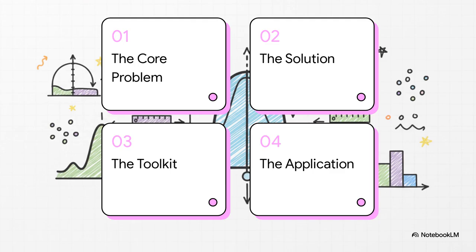So here's our game plan. First, we'll nail down the core business problem, the whole apples and oranges thing. Then, we'll introduce the solution, which is basically a universal translator for your data. After that, we'll get our hands dirty and build the toolkit, figuring out the mechanics. And finally, we'll put it all to the test with some real-world case studies. It's a logical build, taking you from 0 to 60.